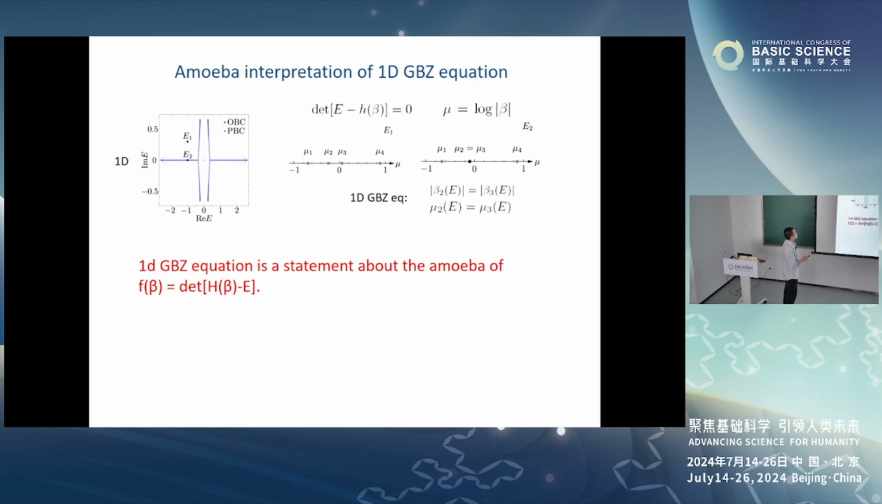And with the definition of amoeba, we can see that in 1 dimension, the GBZ equation is actually a statement about the amoeba of the characteristic polynomial. It means that the modulus of the middle 2 roots are equal to each other. This means that it is determined by the geometry of the amoeba, right?